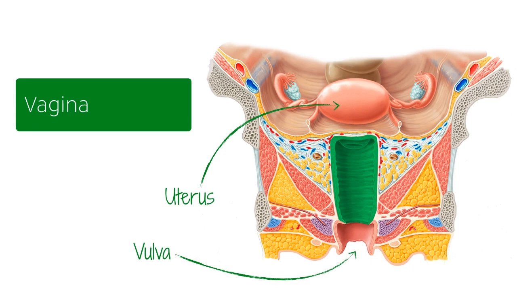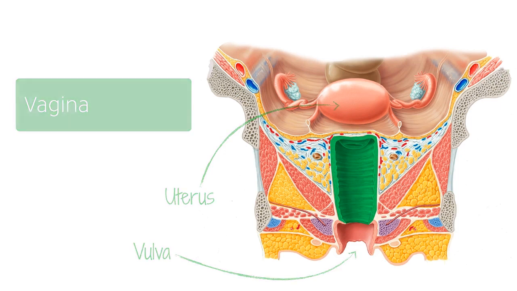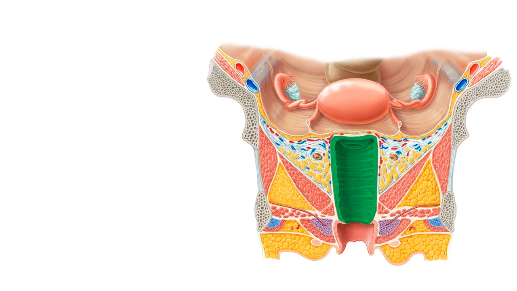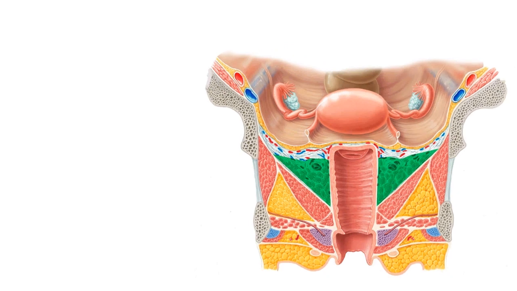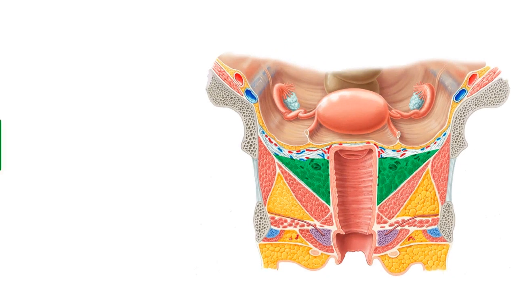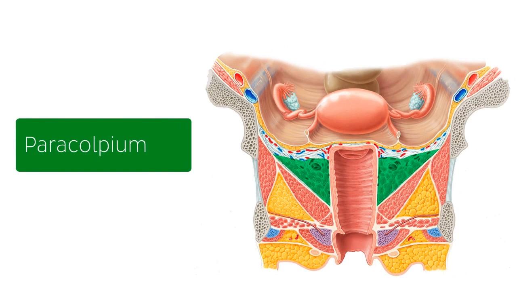So now that we've pointed out the vagina, let's take a look at the structures that are surrounding the vaginal canal. As you can see, the vagina is surrounded by both fat and several different muscles, so we'll approach the structures closer to the uterus first before moving on to structures closer to the vulva in a medial to lateral approach. The tissues surrounding the vagina are referred to as the pericolpium. As you can see, the pericolpium mostly consists of fat, connective tissue, and vasculature.